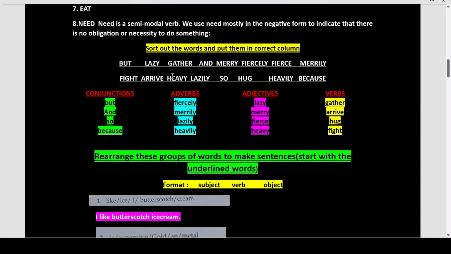Next, fight is again your verb. Arrive is your verb. Heavy is again an adjective. Lazily, because it ends with ly, it is an adverb. So is a conjunction. Hug is a verb, it's an action. Heavily is again your adverb, and because is again your conjunction. I have exclusive videos on conjunctions, adverbs, adjectives, and verbs in my channel's playlist. Please go through it. I will link the videos in the video above.